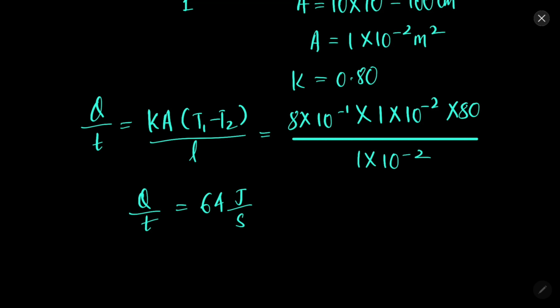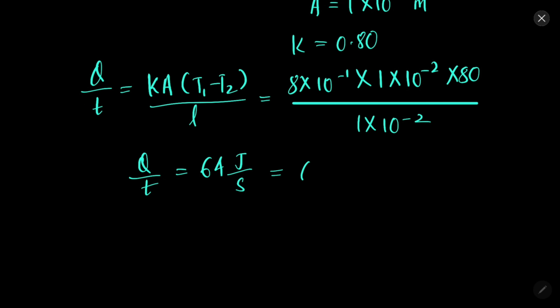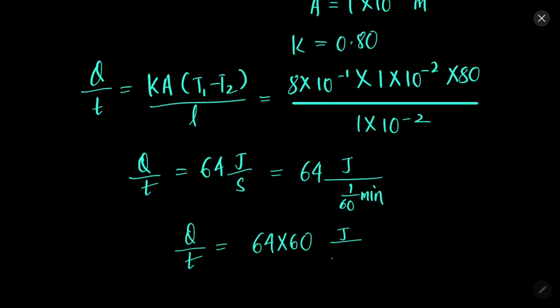But we need to find out for per minute. So 64 joule, at the place of 1 second we will write 1 over 60 minutes. So Q over T will be 64 into 60 joule per minute, which will give us approximately 3840 joule per minute.